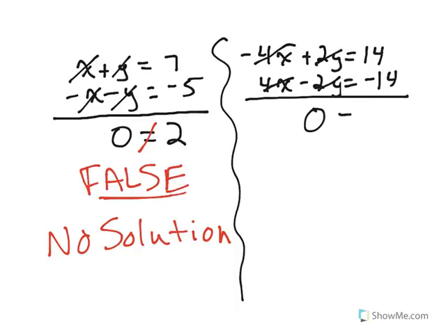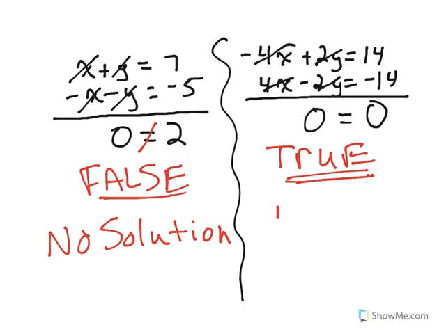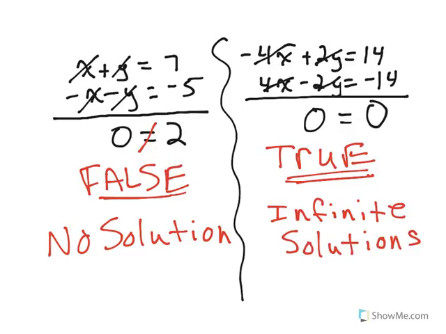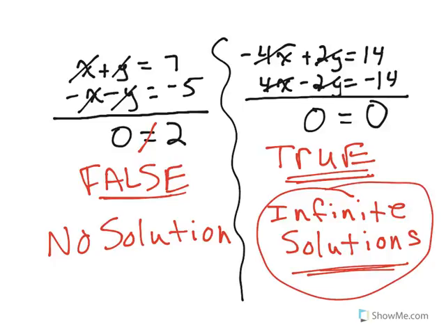On the next example, when we add these together, all of the variable terms, the x's and the y's, cancel out, leaving 0. But on the other side of the equation, 14 minus 14 is also 0. This is a true statement. True. That means infinite solutions. No matter what values you plug in for x and y, you will always get a true statement. So there are infinite solutions.